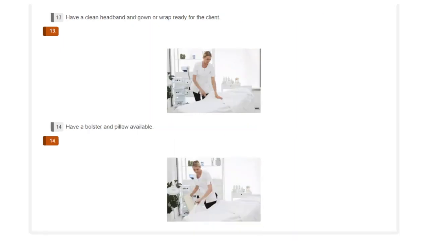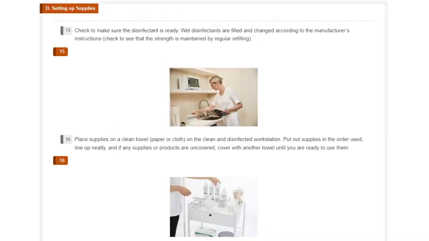13. Have a clean headband and gown or wrap ready for the client. 14. Have a bolster and pillow available. D. Setting up supplies. 15. Check to make sure the disinfectant is ready. Wet disinfectants are filled and changed according to the manufacturer's instructions. Check to see that the strength is maintained by regular refilling.